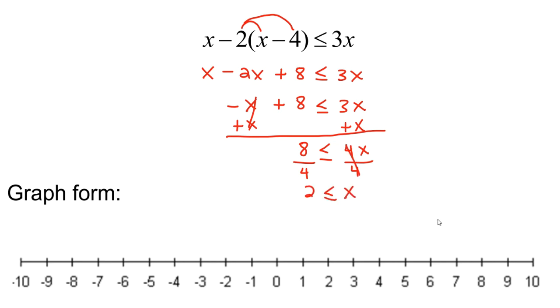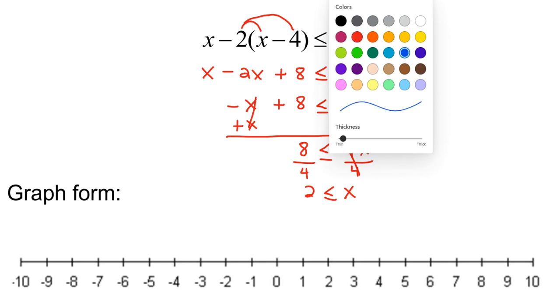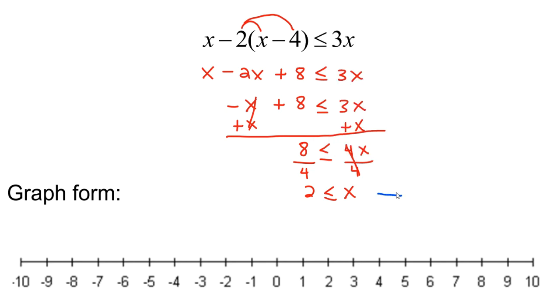So here's an example where I got my solution, but my variable is not first. So I can simply flip my inequality. So this would be the same as if I flipped everything and I got x is greater than or equal to 2.